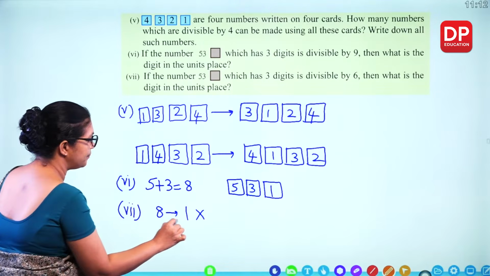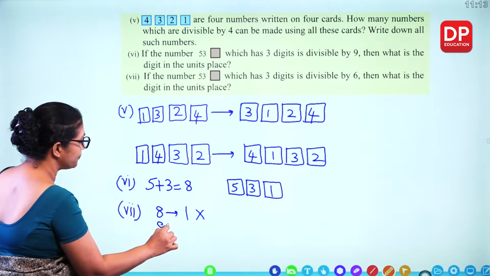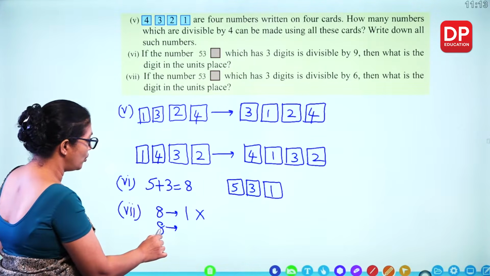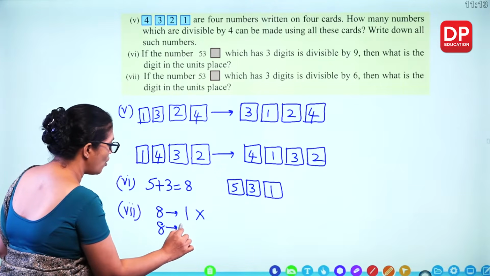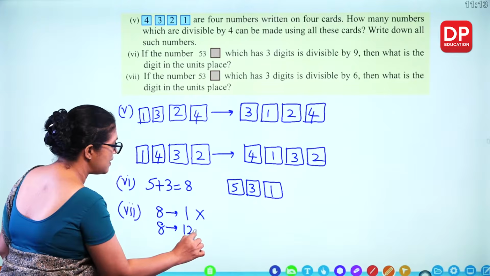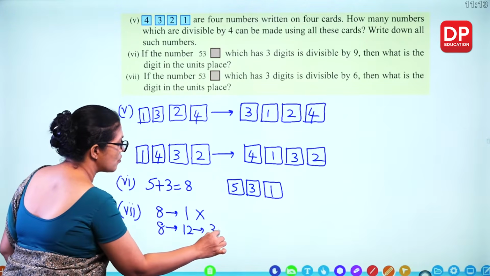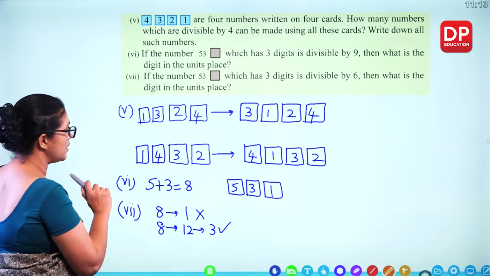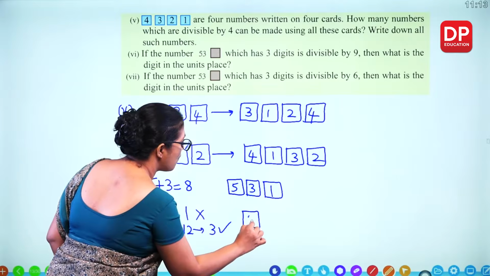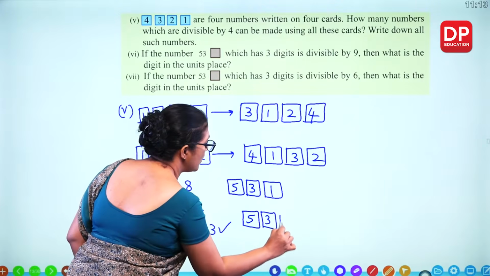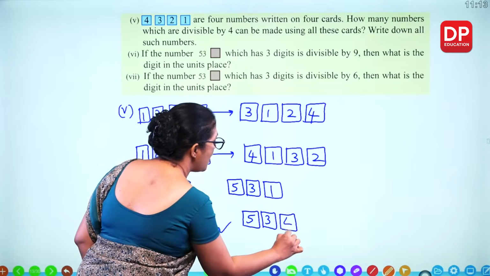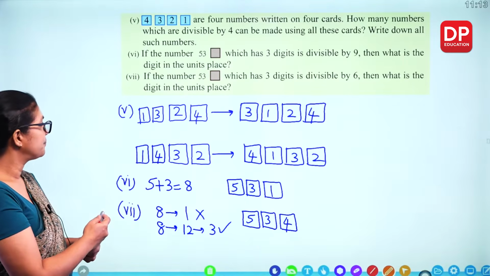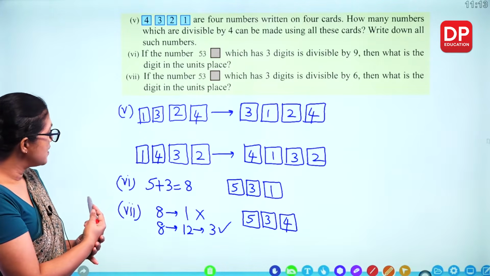That's an odd number. Then when you put 4 more, what do you get? 8 plus 4, you get 12. That means digital root again 3. So that's possible. So 4 is possible. So you can put 5, 3, 4. It's an even number as well as digital root. 8 plus 4, 12. 2 plus 1, 3. That's possible.